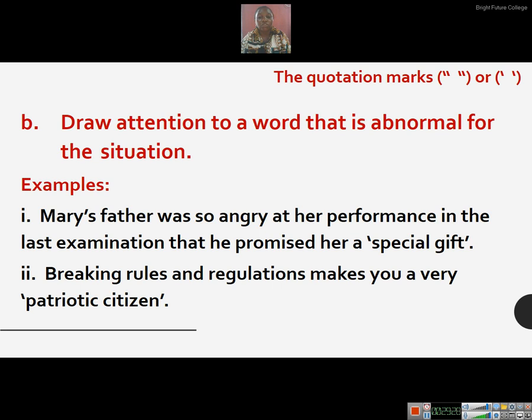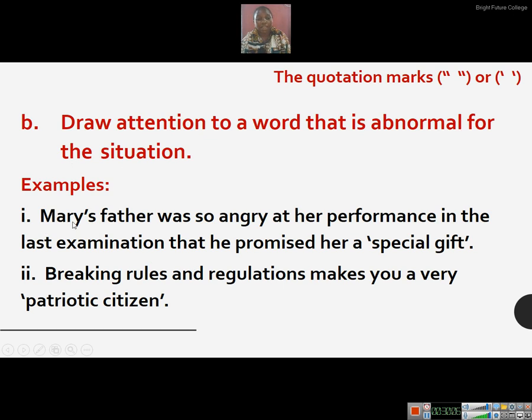Now, the quotation mark is also used to draw attention to a word that is abnormal for the situation. If you have a situation and then the word that is used in that statement is abnormal for the situation. For example, you broke a dish and then your mother comes in and says, wow, you broke that dish, you're a "very good girl" for breaking that dish. "Very good girl" there is not appropriate because what you did is not a very good thing. So you have to put that in quotation. That's what I mean by abnormal for the situation.